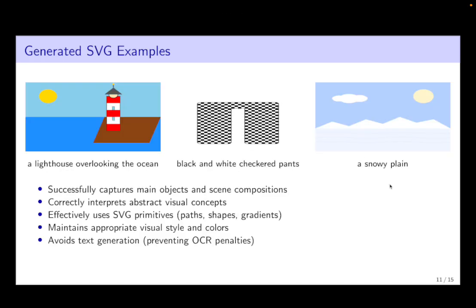Beyond the quantitative score, let's look at some qualitative examples of SVGs our model generated. As you can see here from 4 prompts like a lighthouse looking over the ocean, black and red checkered pants, and a snowy plain, the model successfully captures the main objects and scene compositions. It demonstrates an ability to interpret both concrete and abstract concepts, utilize SVG primitives appropriately, and crucially, avoided generating text, which helped us avoid the OCR penalty.